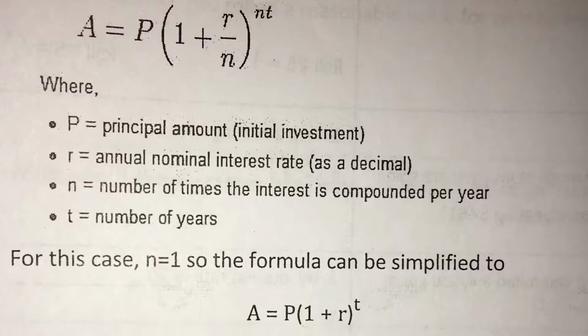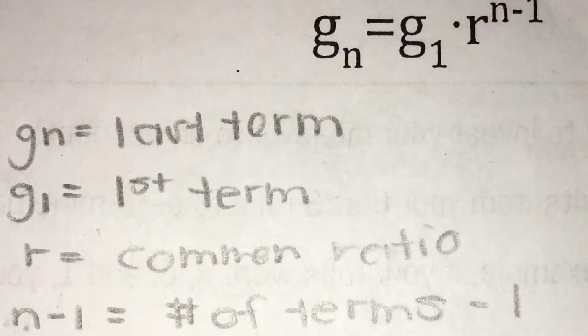P equals the principal amount, R equals the annual nominal interest rate, N equals the number of times the interest is compounded per year, T equals the number of years. This is the explicit geometric formula, in which Gn equals the last term, G1 equals the first term, R equals the common ratio, and N minus 1 is the number of terms minus 1.